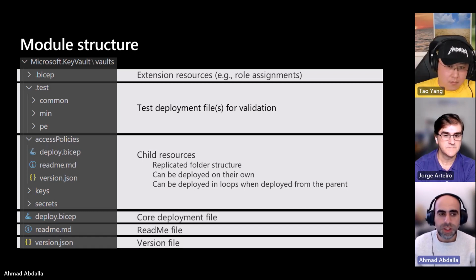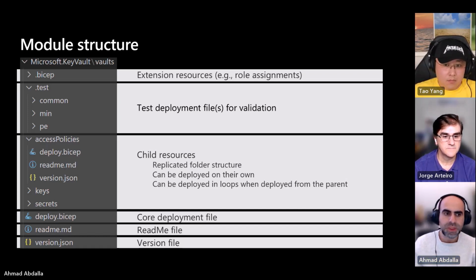The .test folder is pretty much one of the most important folders that we have. This is where we have those different combinations. As I mentioned, common essentially deploys most of the parameters inside a particular module. Min deploys the minimum required to get a module up and running. PE, for example, tests a module with private endpoints. Some modules have 5 tests, some have 3, some have 1. It just depends on the module type.